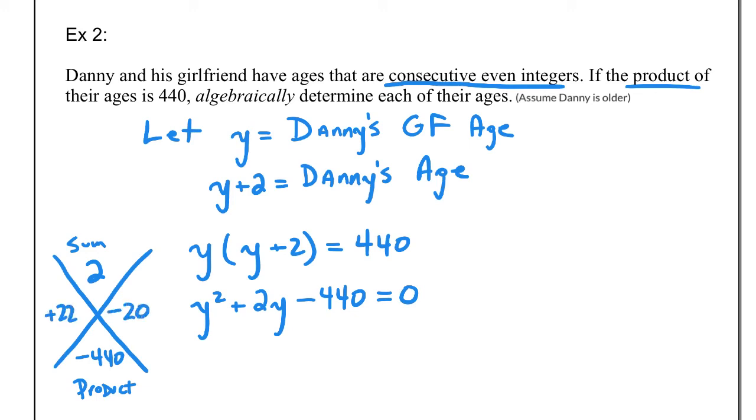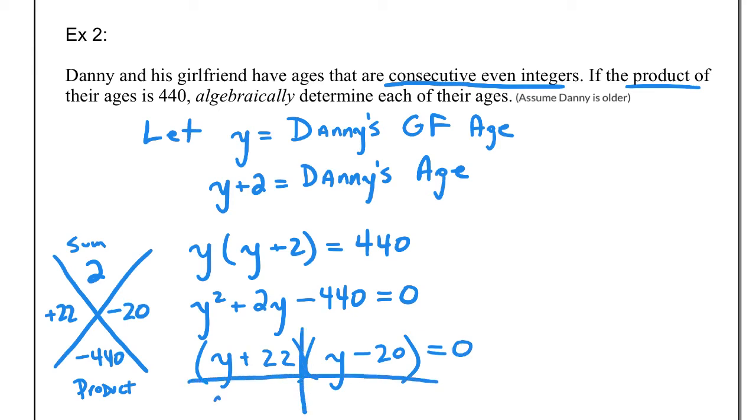So our two numbers end up being positive 22 and negative 20. So I'm going to double bubble here: y plus 22, y minus 20 equals 0. I'm going to do my t-chart, and my two solutions are going to be the inverses, or negative 22 and positive 20. Now, once again, we're going to get two solutions here, but before we even plug one of them in, I'm going to reject one of them.